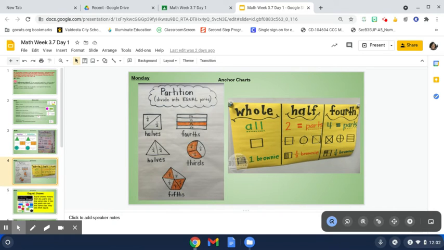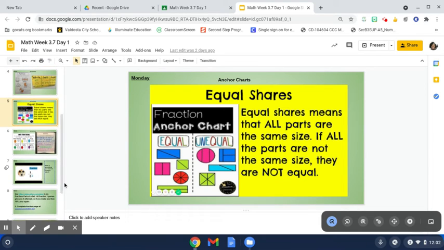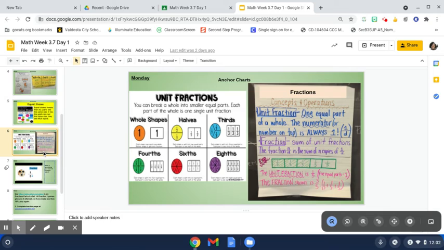Make sure you understand what are halves, fourths, thirds, fifths, and what partitioning means. Know the difference between equal and unequal shares. Make sure you understand what a unit fraction is, where the numerator is always 1. Make sure you understand how to add the sum of unit fractions.